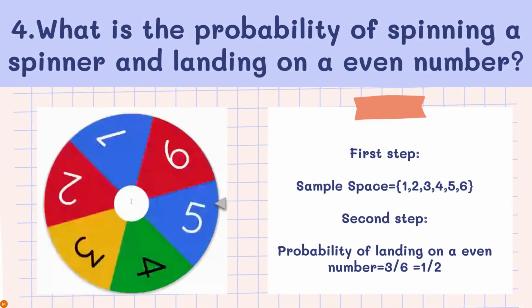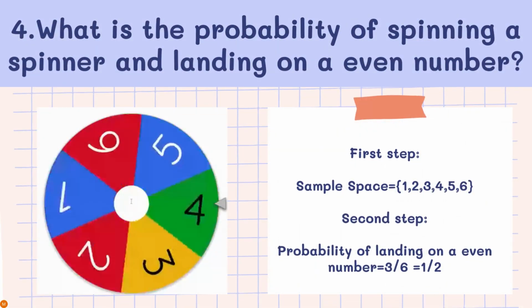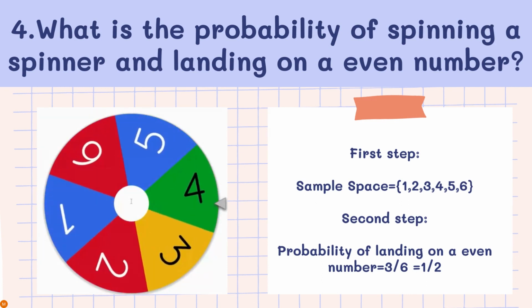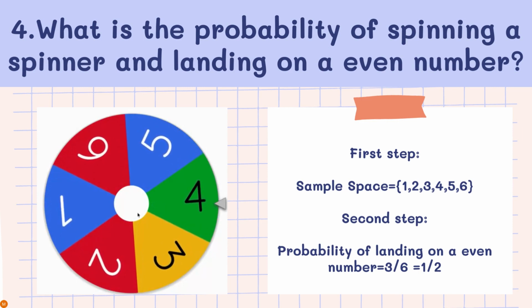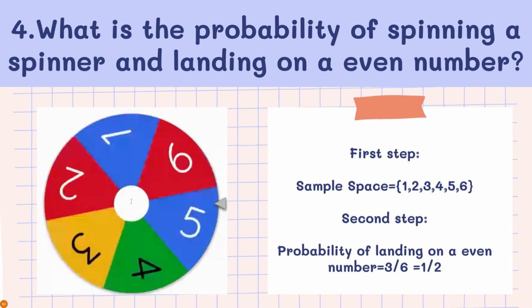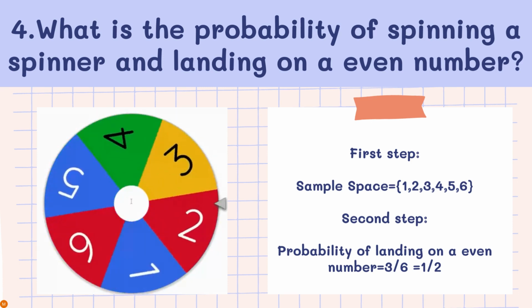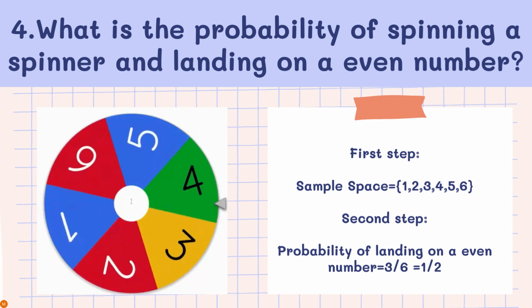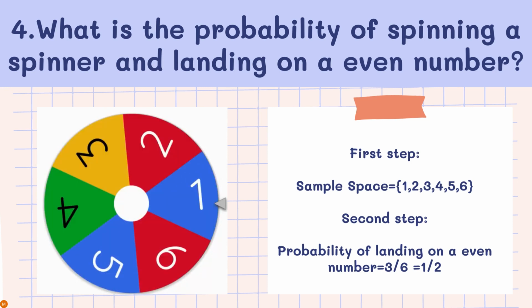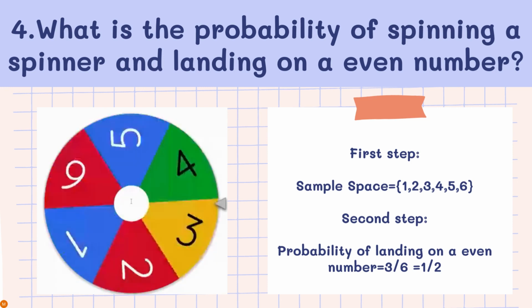What is the probability of spinning a spinner and landing on an even number? So first I'm going to spin the spinner, and as you can see here, I landed on a 4. So the first step is to find the sample space. The sample space equals 1, 2, 3, 4, 5, and 6. The second step is finding the probability of landing on an even number.